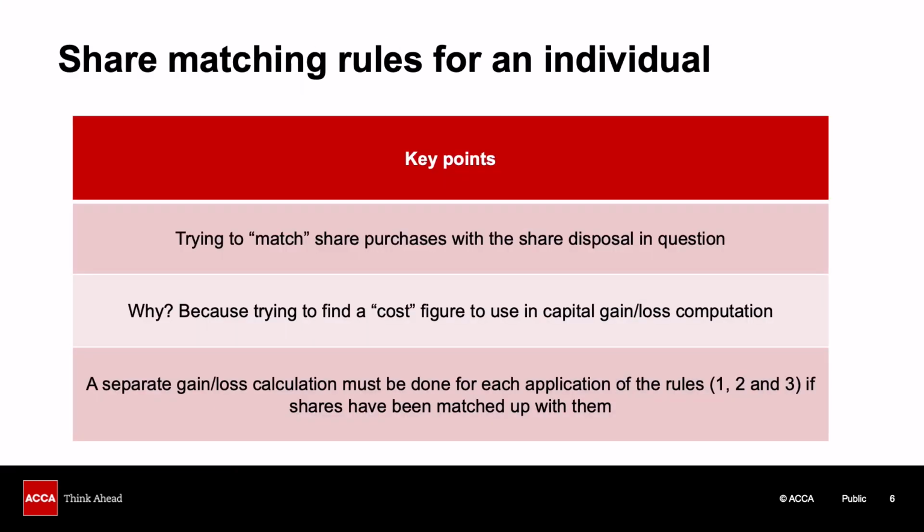So, recapping some of the main points about the matching or identification rules for an individual. We're trying to match up share purchases with the share disposal that we're looking at in the question. Why? Because we're trying to find that cost figure so that we can use it in a capital gain or loss computation. And we'll need to do a separate gain or loss calculation for each application of the rules, whether we're looking at same day purchases, purchases made in the next 30 days, first in, first out basis, and each of those separately, if they've got different costs. We're going to have to do separate gain or loss calculations for each set of shares that we've matched, and also then part 3 where we're looking at the share pool.